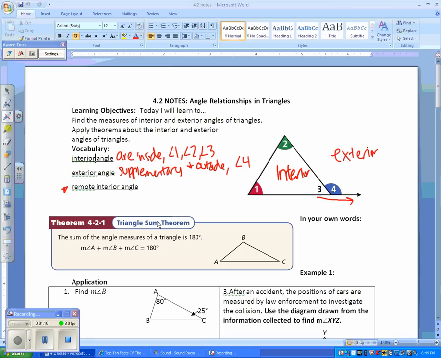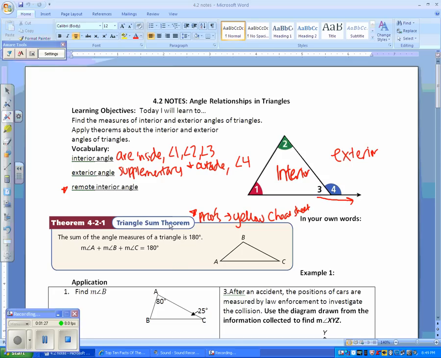Okay, so the first theorem we're going to talk about is one you already know. It's called the triangle sum theorem, and we'll use this in proofs later. If you have your yellow cheat sheet, I would copy it down on your yellow cheat sheet. We'll do that in class if you remind me.